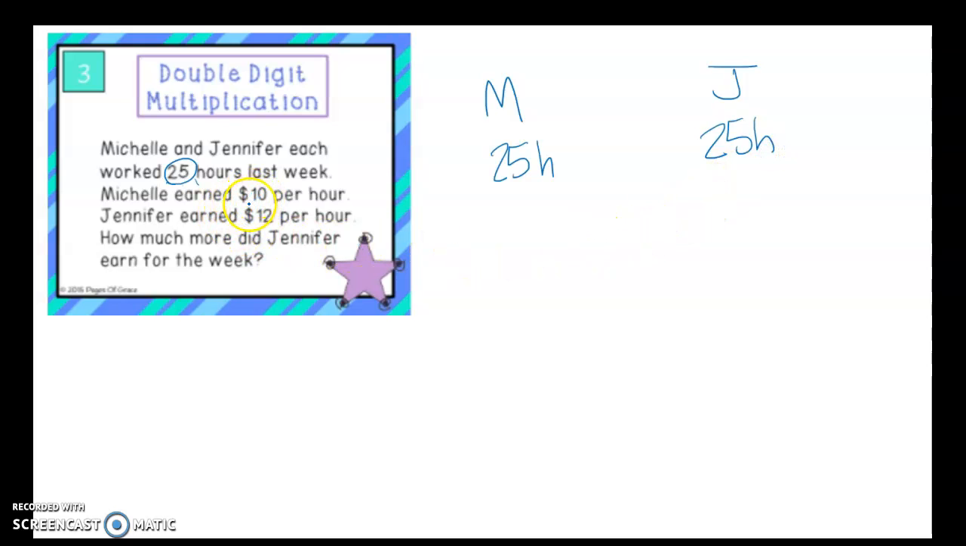Michelle earned $10 per hour. And then Jennifer earned $12 per hour. How much more, three magic words right here, how much more means subtract, did Jennifer earn for the week? So I need to figure out Michelle's money that she earned for the whole week, Jennifer's money that she earned for the whole week, and then subtract the two. Okay, so this is a 3-step problem.